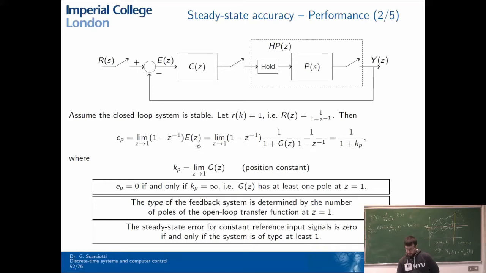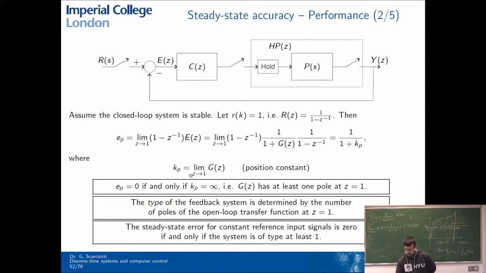We replace E of z, and what we obtain is the following expression, and we also replace r of z, which is equal to this expression over here. Now we simplify this term with this term, and what is left is just the limit as z goes to 1 of 1 over 1 plus g of z. Now let's call kp the limit as z goes to 1 of g of z. Then this limit is actually equal to 1 over 1 plus kp.